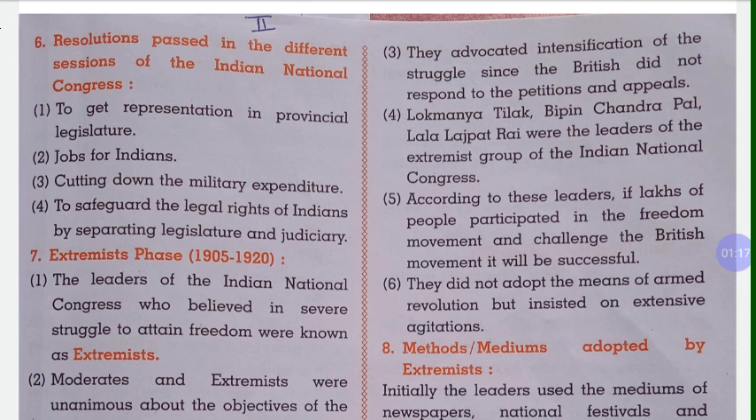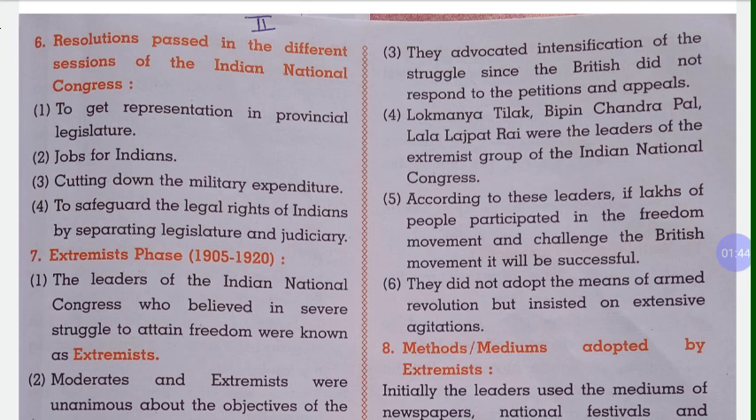Here also the same thing was put up. Jobs for the Indians. Indians should be given jobs. Cutting down the military expenditure. Expenditure means kharcha. To safeguard the legal rights of Indians by separating legislature and judiciary. Now we'll be studying this in our upcoming chapters of civics. We have legislature, executive and judiciary. So this demand was put forth that legislature and judiciary should be kept separate so that people's rights are safe.